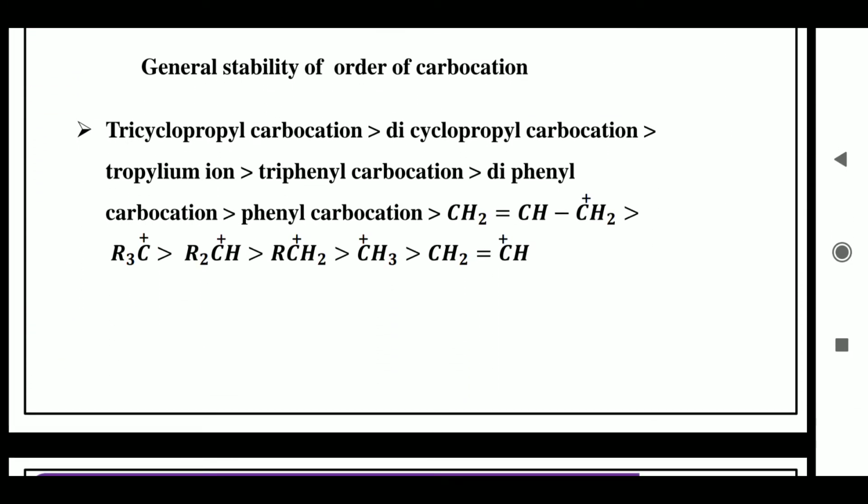Greater stability order of carbocations: tricyclopropyl carbocation is more stable than dicyclopropyl carbocation, then tropylium ion, followed by triphenyl carbocation, diphenyl carbocation, phenyl carbocation. So this is the sequence. You should take a snapshot and try to memorize this sequence because this is very important. On this slide you can get n number of questions in your competitive exams as well as in your board exams. This is very important to solve the problems of stability order. Many times a question comes in your exam regarding the carbocation stability order.